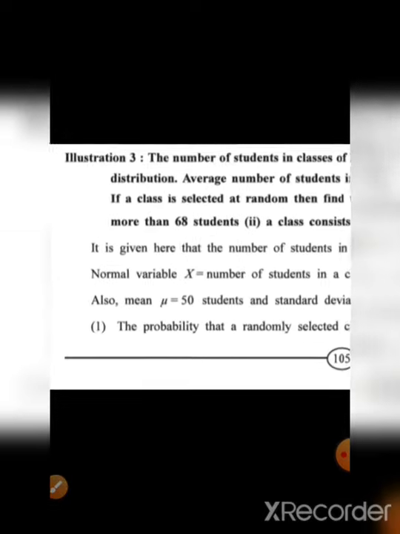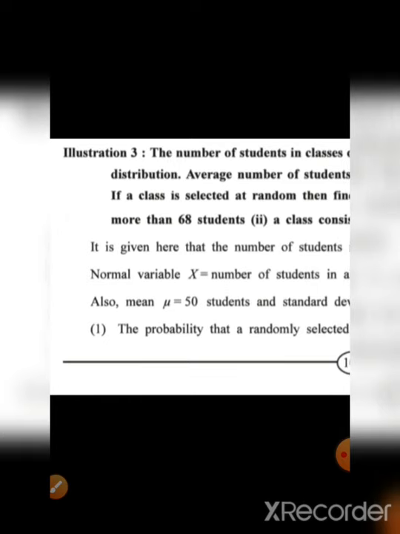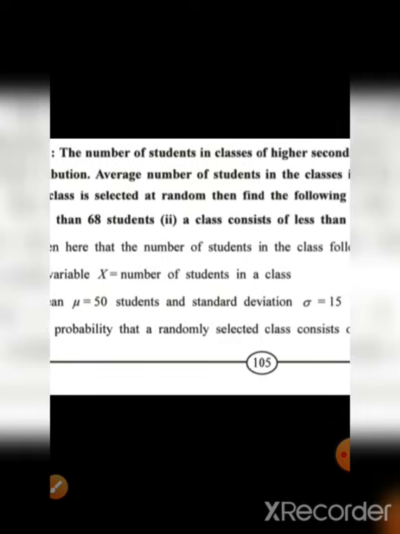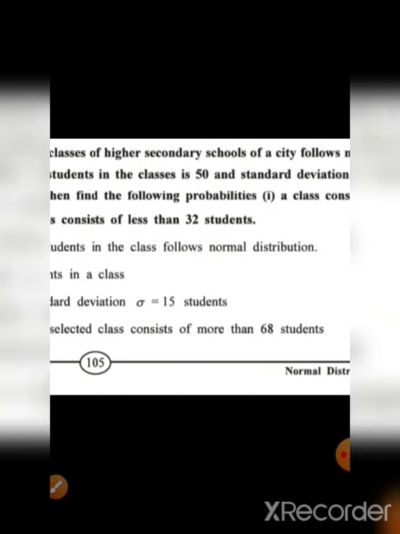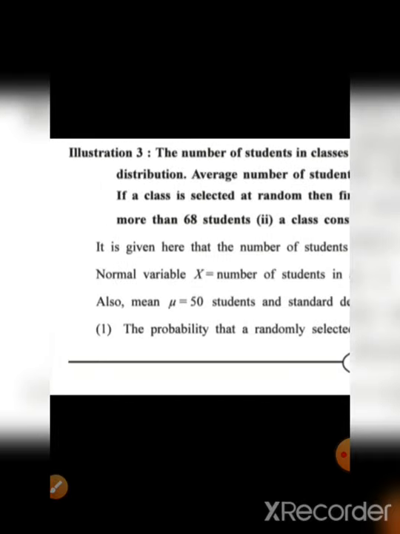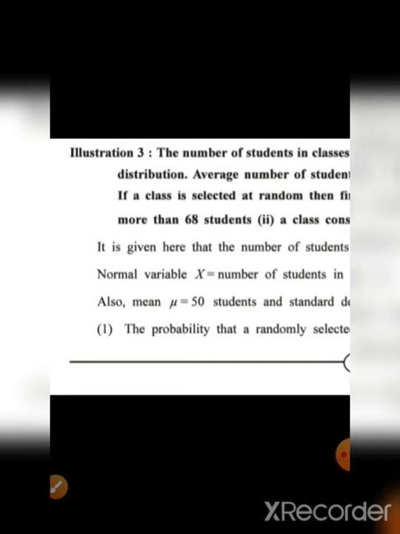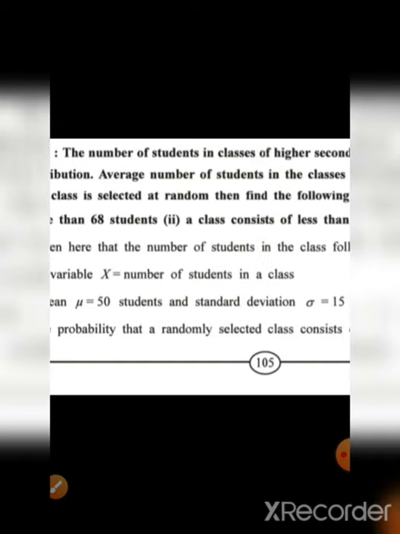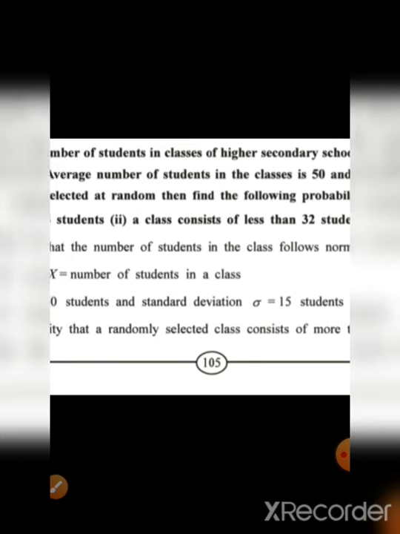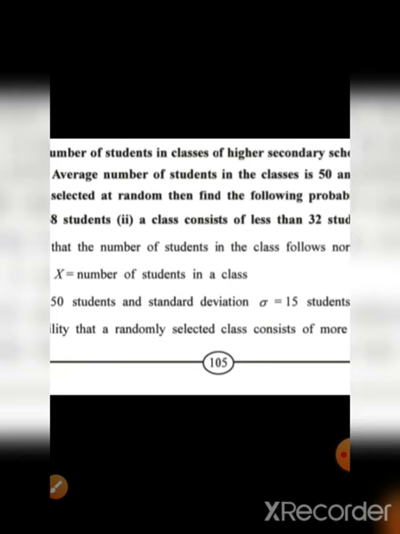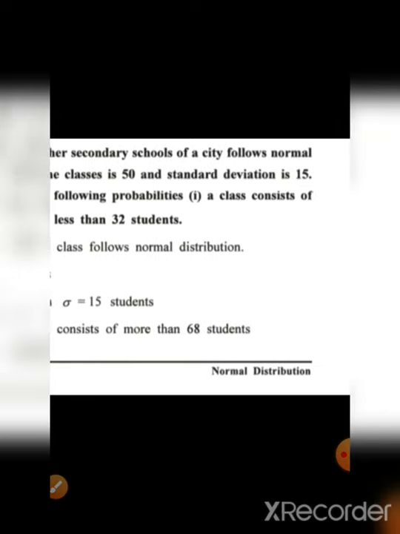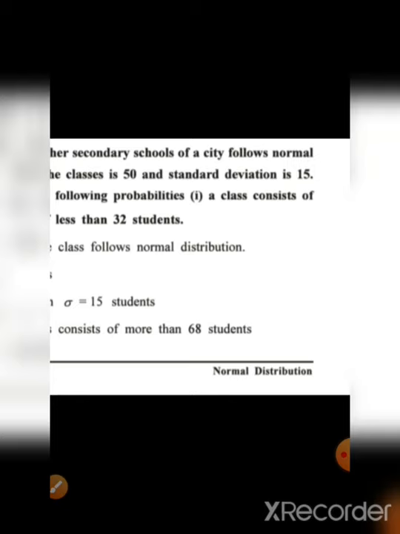Hopefully you understand. Now here we shall see our third example. Example number 1 and example number 2 are almost the same, right? So we'll see the third example. What has been given is that the number of students in classes of higher secondary school of a city follows the normal distribution. Now mark the words, they have already told that it follows the normal distribution. They have given the average number of students in the class is 50, that is they have given you mu, that is the mean, 50, and they have also given standard deviation is 15, that is your sigma is 15.